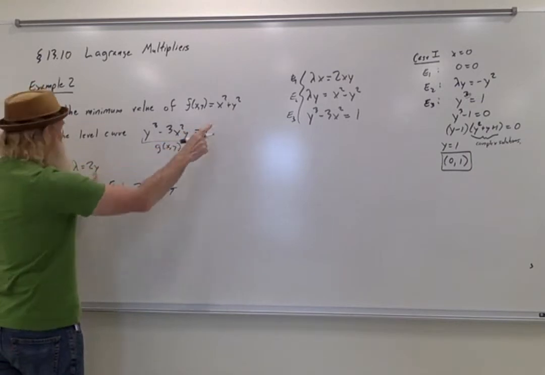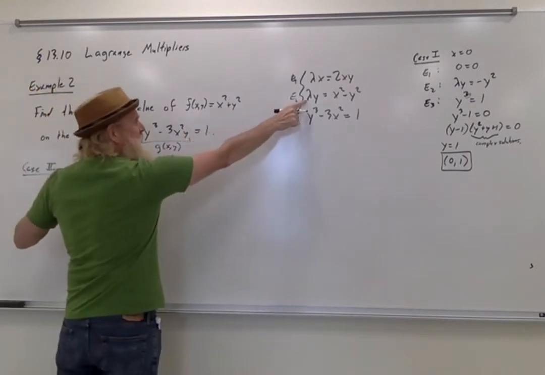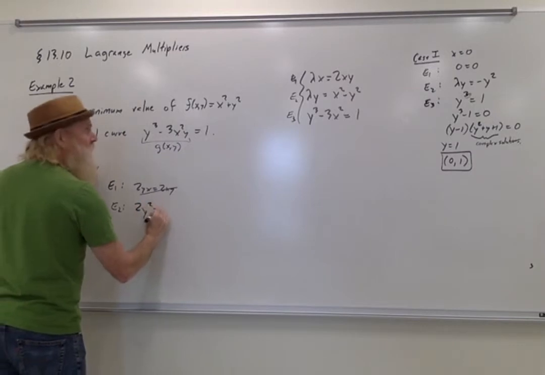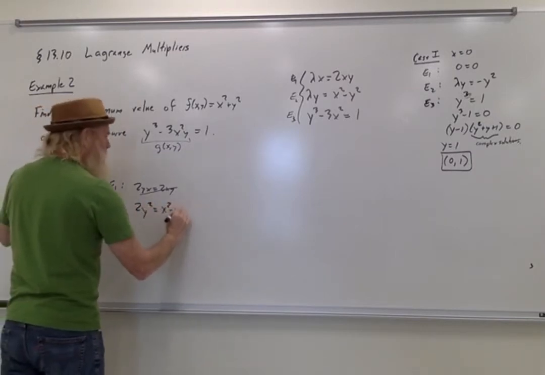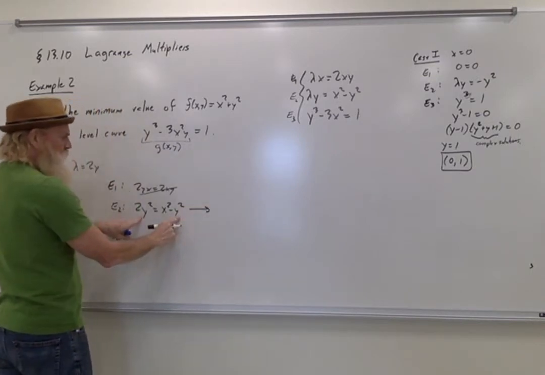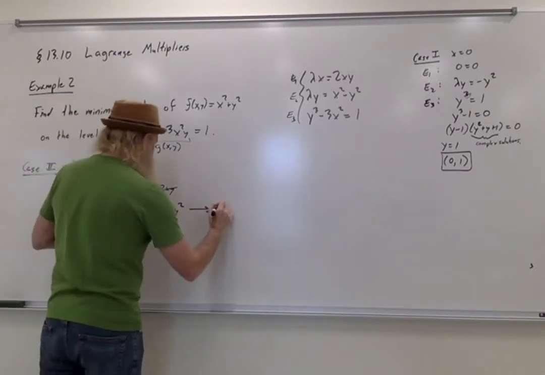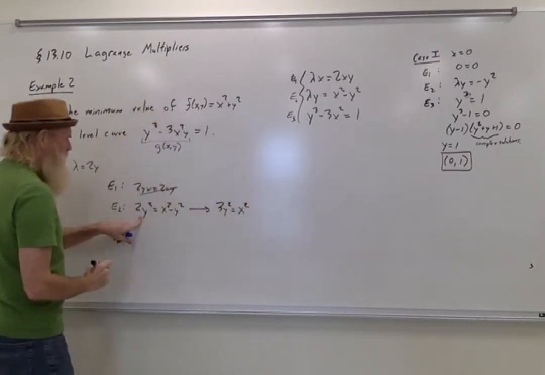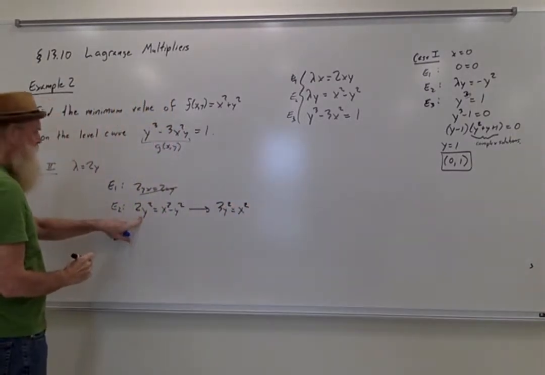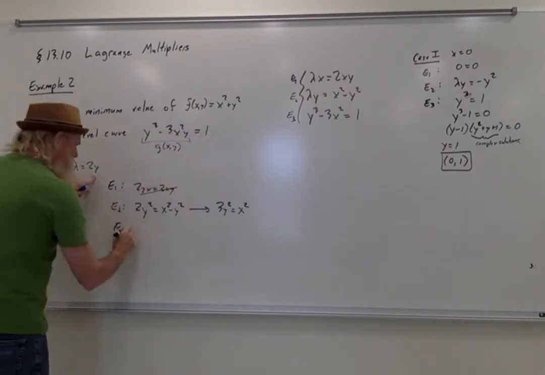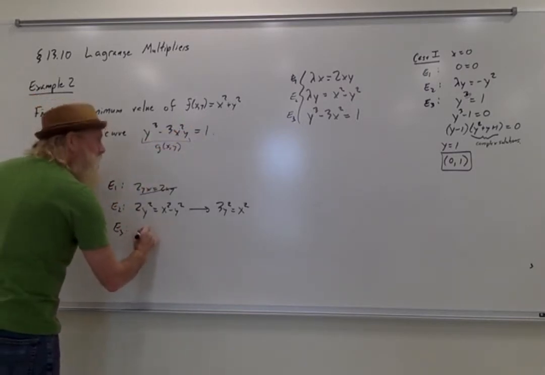Plugging into equation 2, if we replace the lambda with 2y, we get 2y squared equals x squared minus y squared. And if we add y squared to each side of that, that says that 3y squared is the same as x squared. So that's my new equation 2. And equation 3 didn't contain any lambdas, so we'll just bring it along.